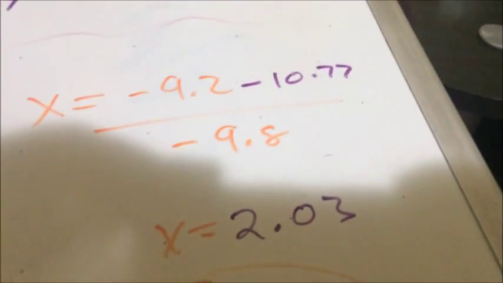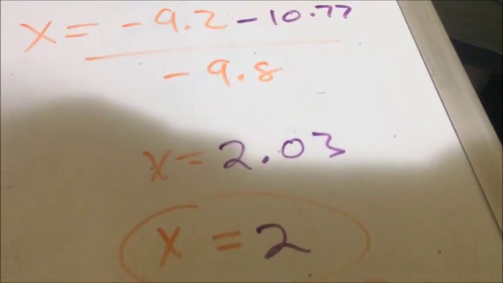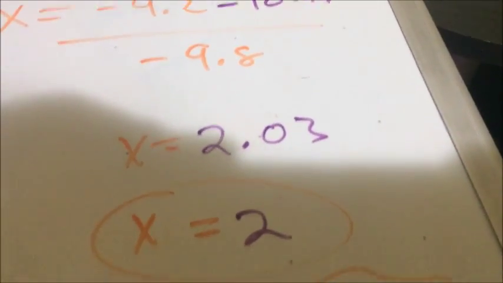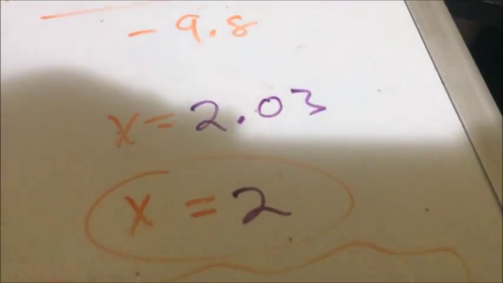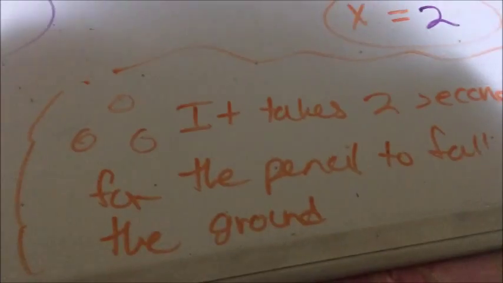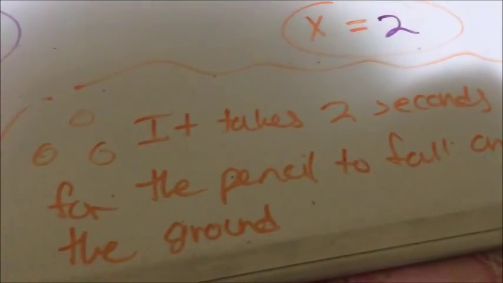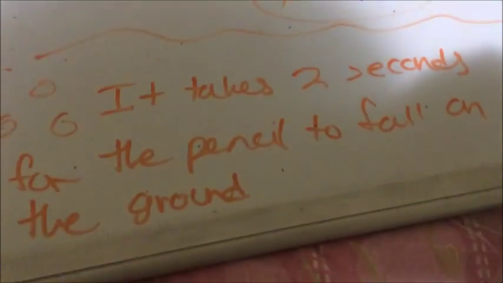For this, after simplifying it, you get x equals 2.03, which if you round it, you get x equals 2. Therefore, the answer is it takes 2 seconds for the pencil to fall to the ground.